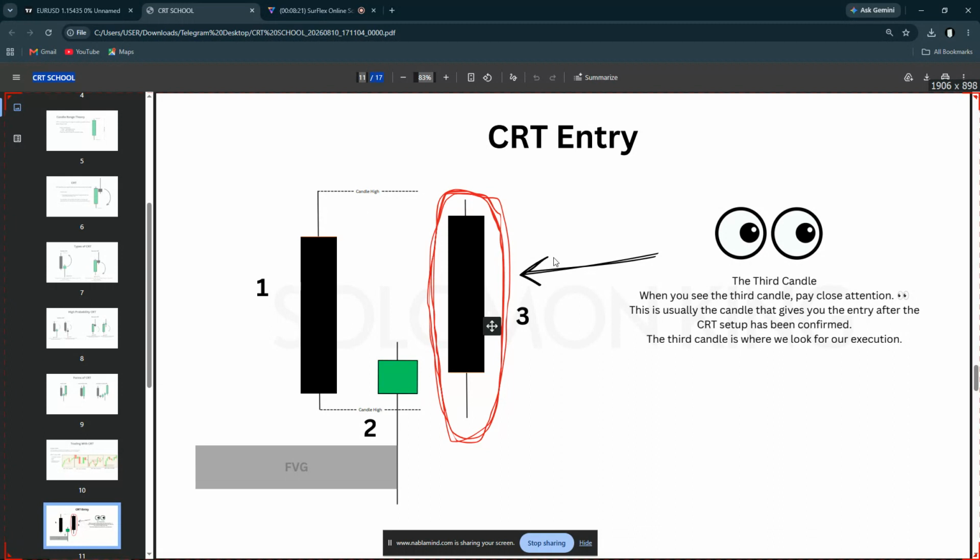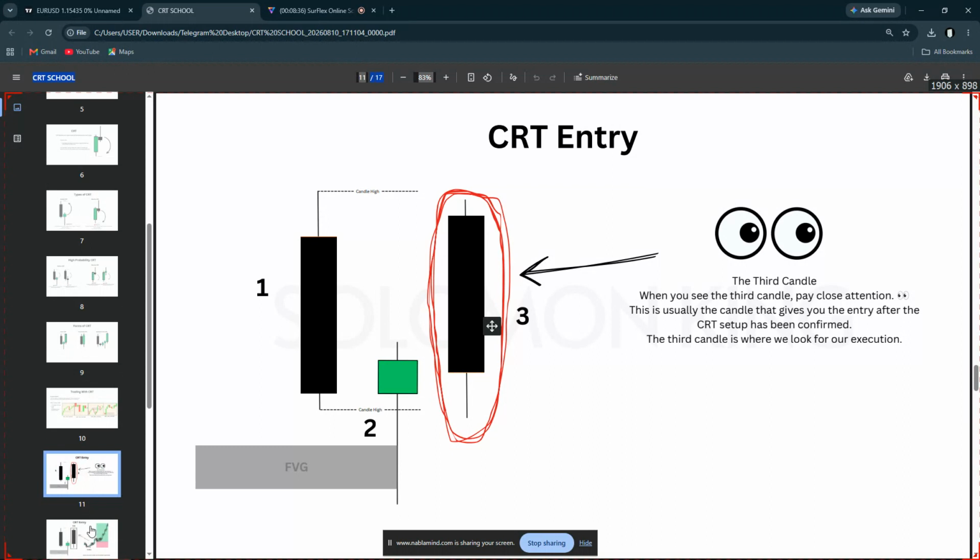This is how to trade CRT with a key level. When you see the third candle, pay close attention. This is usually the candle that gives you the entry after the CRT setup has been confirmed. The third candle is where we look for our execution without wasting time.